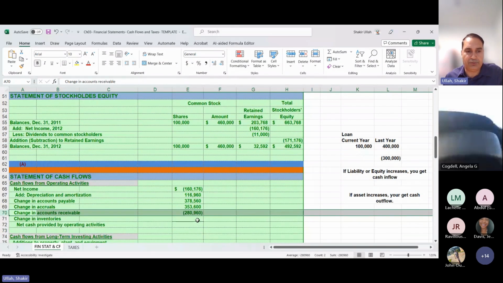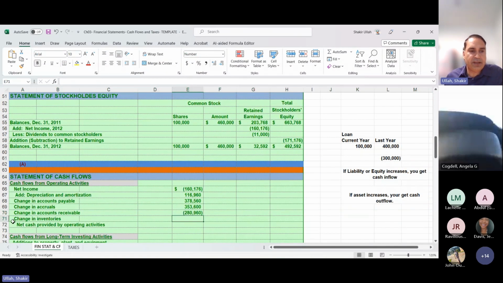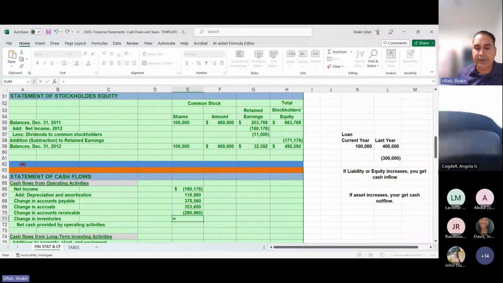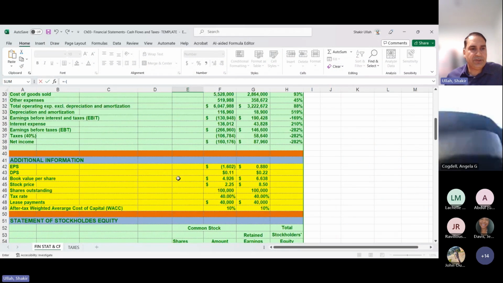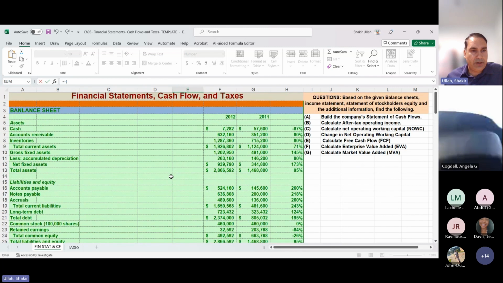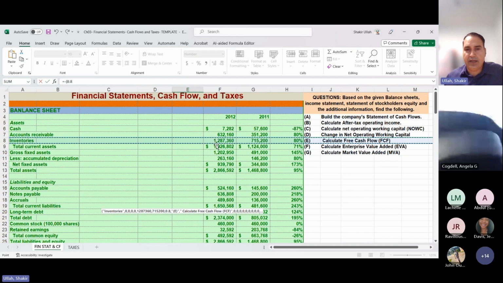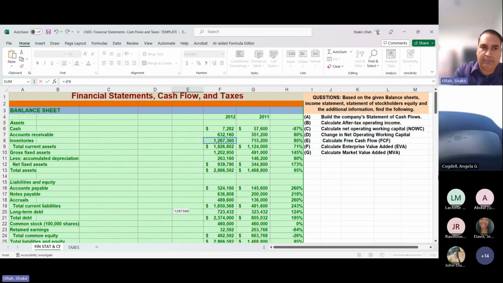So that's a cash outflow. Same goes with inventories, because inventory is also an asset. So I will do the same thing: equal to a negative sign and start the parentheses. Okay, I go to inventories, which is right here on the balance sheet in row number 8. I click on the current year's balance minus the last year's balance, and then I close the parentheses and press enter.